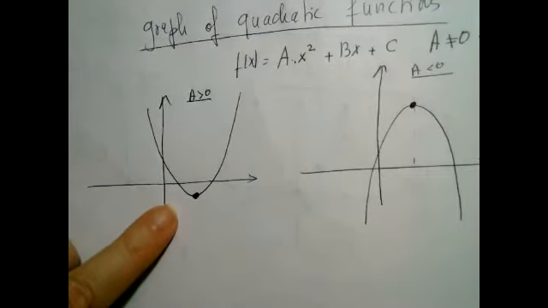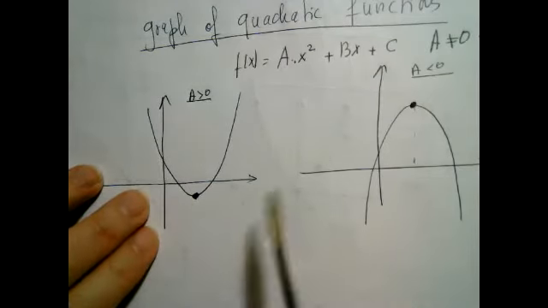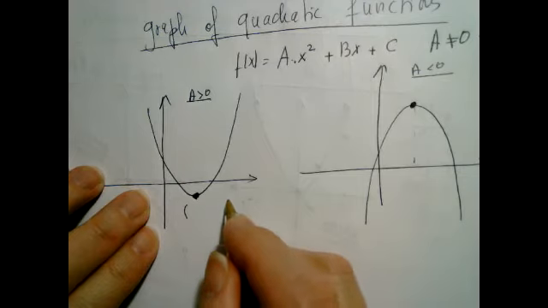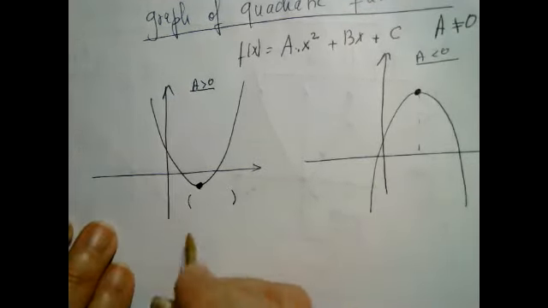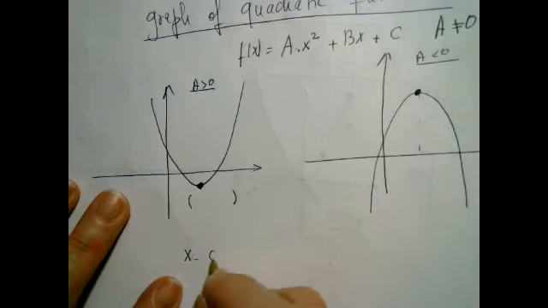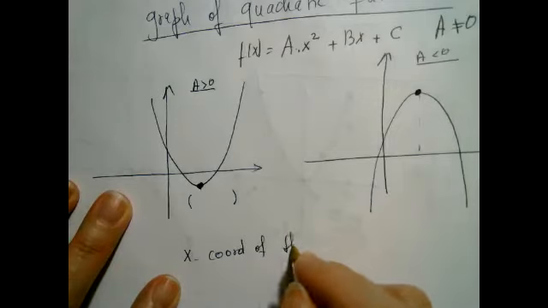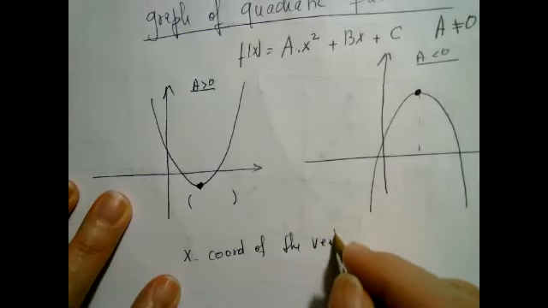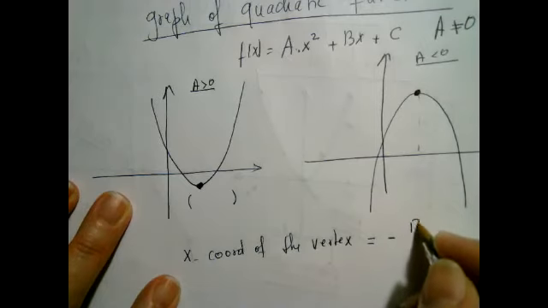I apologize for that. What is the coordinate of the vertex? So it's going to be shifted, but now here I have a new vertex. And what's the coordinate of the vertex? And that's the one I would like you to memorize. The x coordinate of the vertex is equal to minus b over 2a.